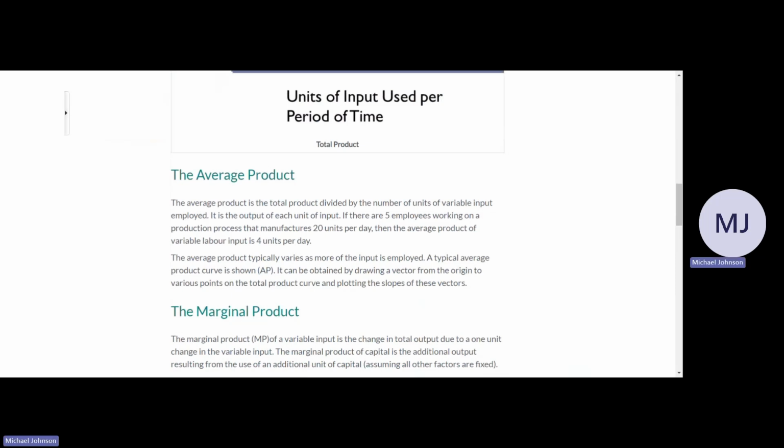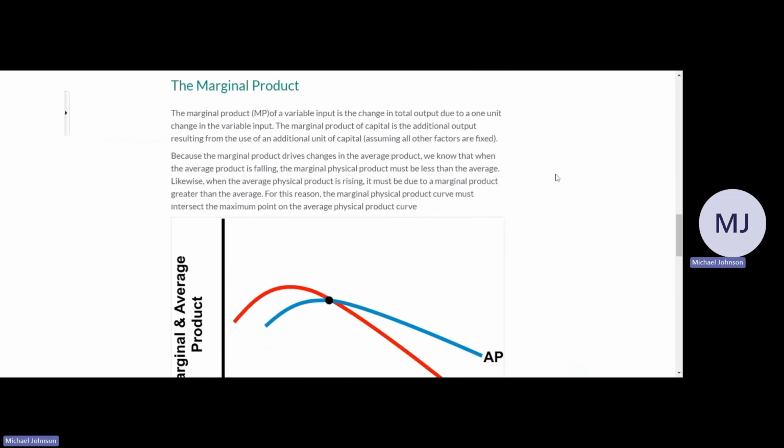The average product is the total product divided by the number of units of variable input employed. So if there are 5 employees working on a production process that manufactures 20 units per day, then the average product of variable labor input is 4 units per day. Marginal product of a variable input is the change in total output due to a 1 unit change in variable input. The marginal product of capital is the additional output resulting from the use of an additional unit of capital.